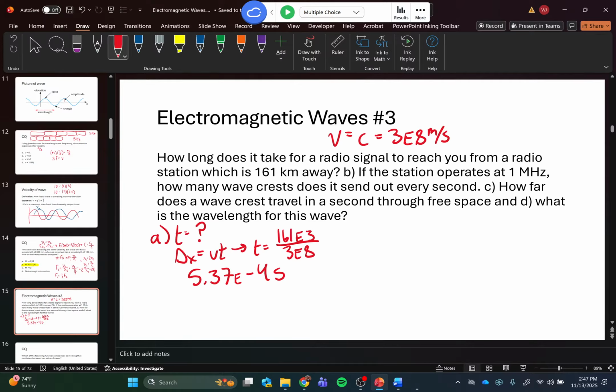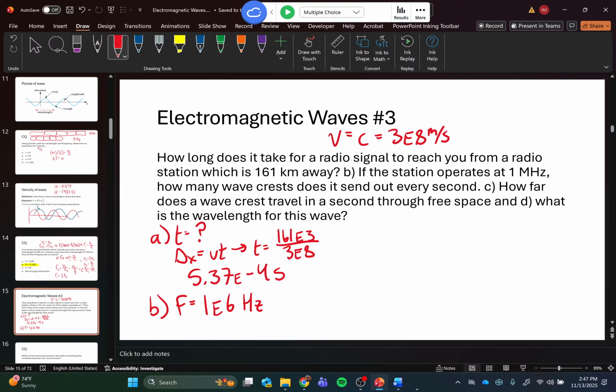All right, the next one's also super easy. A lot of this is really just checking basics. This next one is quote-unquote new; it's not using a Physics 1 thing. If the station operates at 1 megahertz, how many wave crests? What we're asking is how many waves do you see? What does 1 megahertz represent? That is the frequency. The frequency in megahertz is times 10 to the 6.